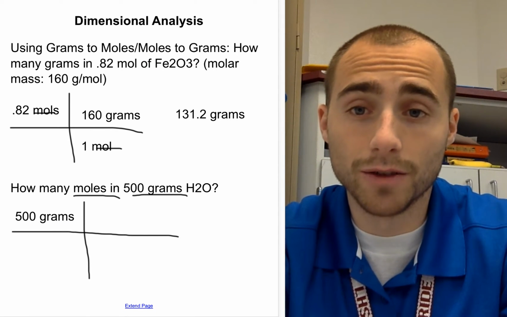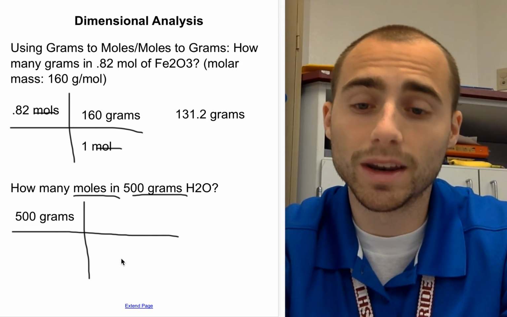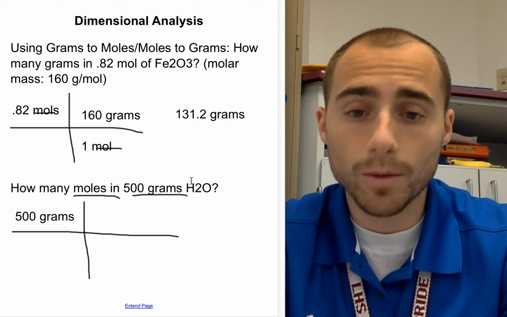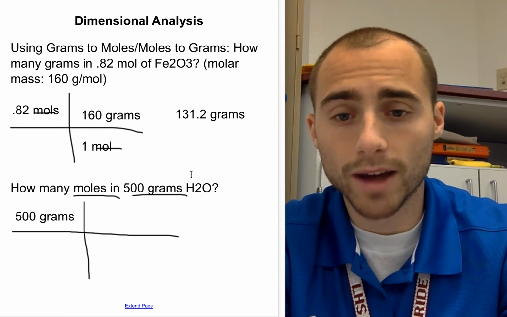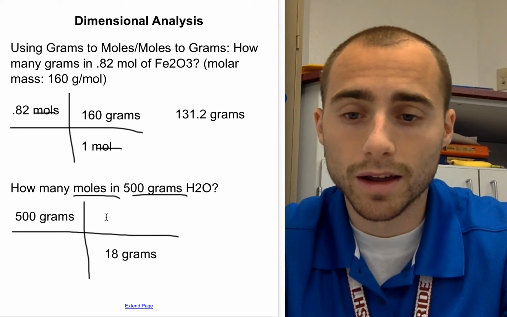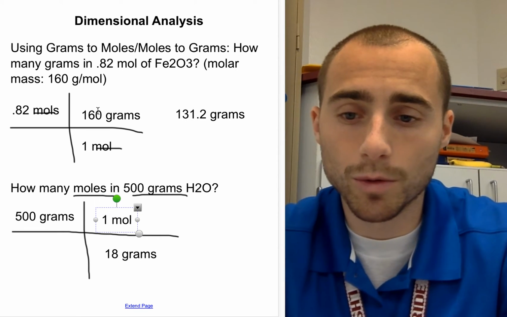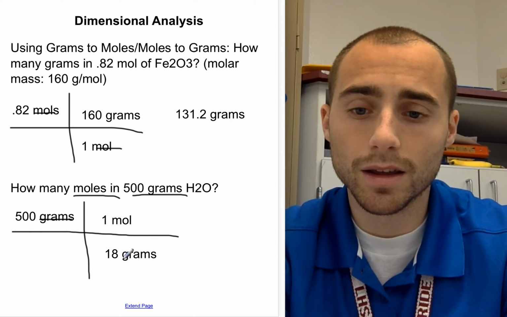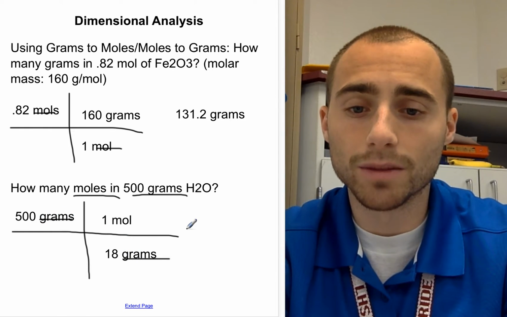Now you should see on your pink sheet, diagonal from this, we need to have the molar mass. Well, what's the molar mass? For water, we have to add up the molar masses of 2 hydrogens and 1 oxygen. You end up with 18 grams. And then above that, you'll see on your pink sheet, you just put 1 mole. And that's going to help us solve for moles because we cancel out grams. And all we have left is moles.